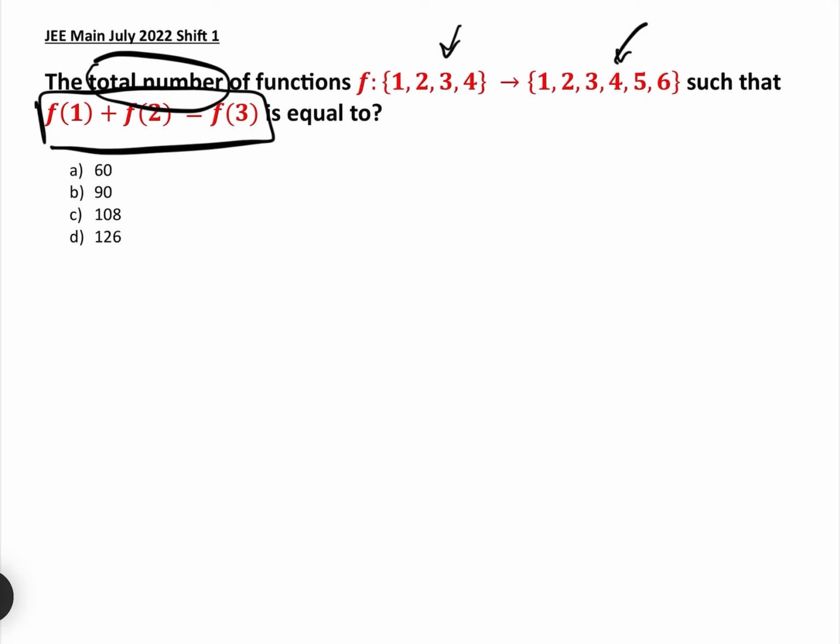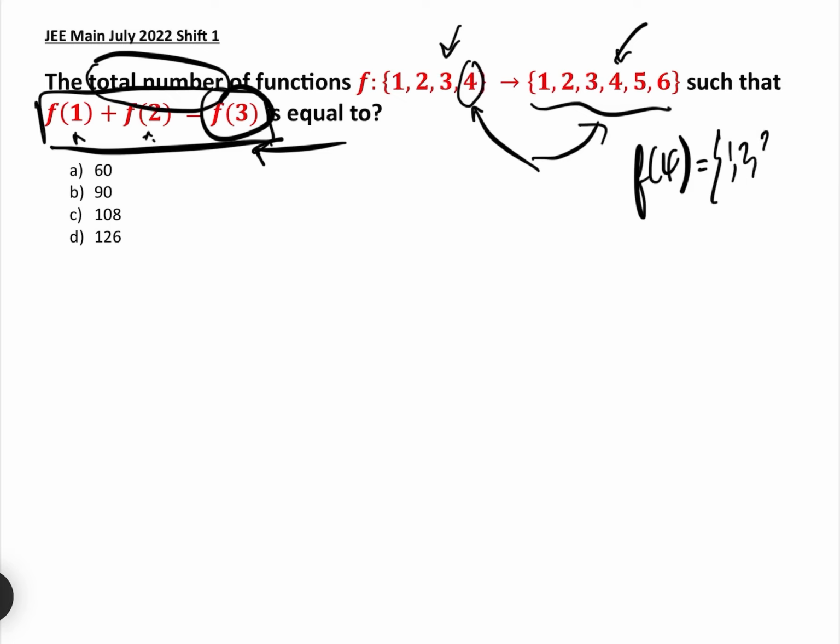Okay, so what we need to do is look and see how many functions satisfy this constraint, and the best thing to do is always look at the biggest number. Well, the biggest number, clearly, is going to be f of 3. Now, given that we only have a constraint on f1, f2 and f3, that means that the number 4 can map to anything. So we know always that f of 4 can be anything from 1, 2, 3, 4, 5 and 6. So we'll use that later on.